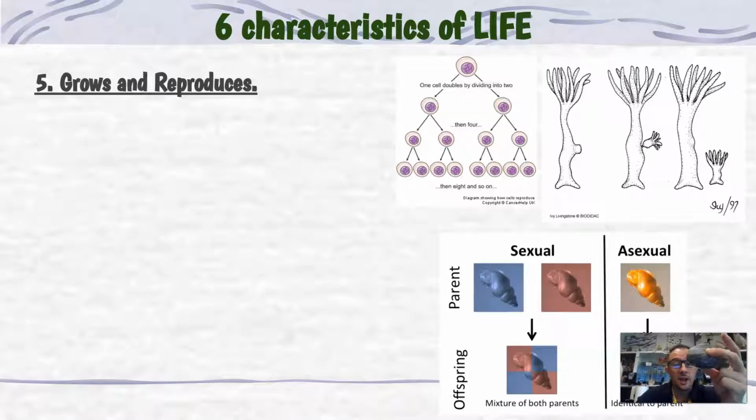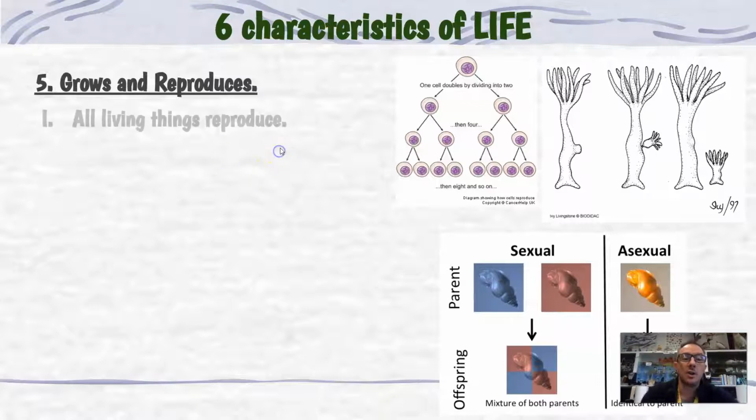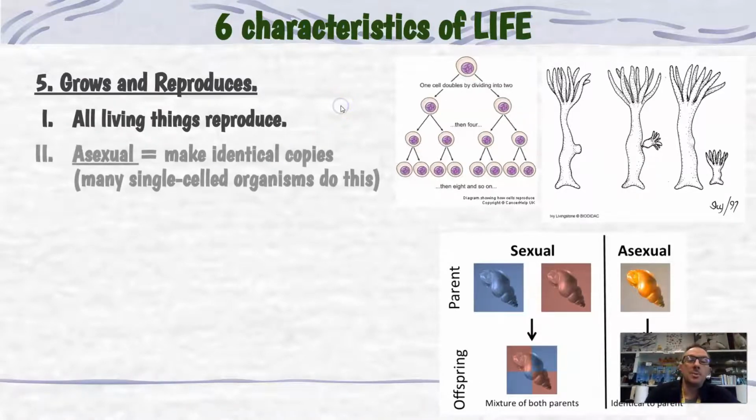If I stick this rock in the ground, it's just going to be that rock in the ground. It's not going to grow. It's not going to reproduce. It's not a living thing. Living things grow and reproduce, and their cells grow and reproduce. So all living things need in some way to reproduce, and they reproduce in 2 ways.